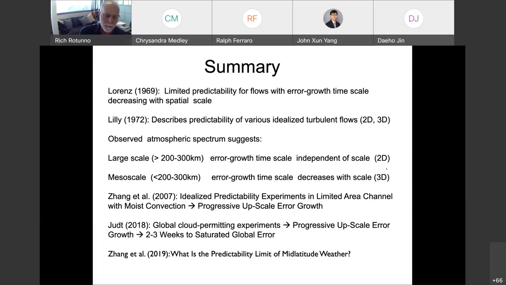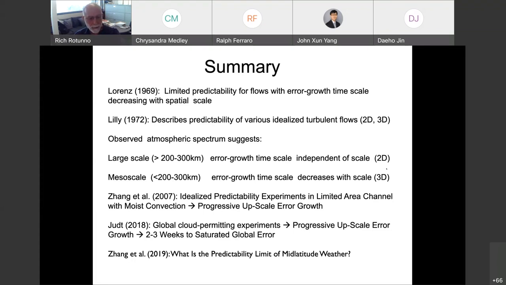I described the work of Fuqing Zhang and his idealized predictability experiments in a limited area channel with moist convection, showing the progressive upscale error growth in that model. Relaxing the limits of having a limited area model, Falko Judt, in a kind of pioneering study using the model for prediction on a global scale, and I forgot to mention, he had 4 kilometer resolution globally in those simulations, showed that there was progressive upscale error growth, taking 2 to 3 weeks to saturate the global error.